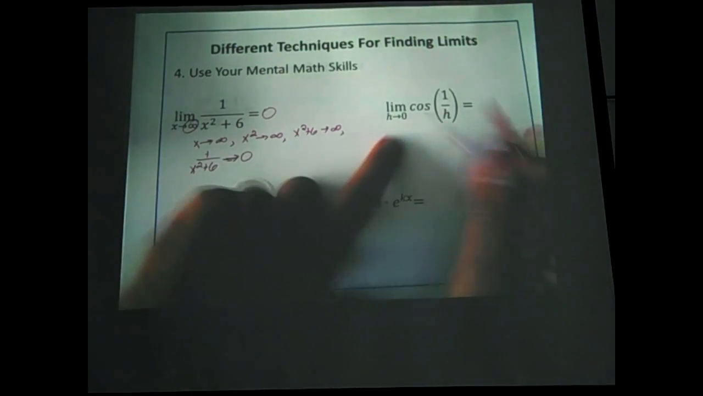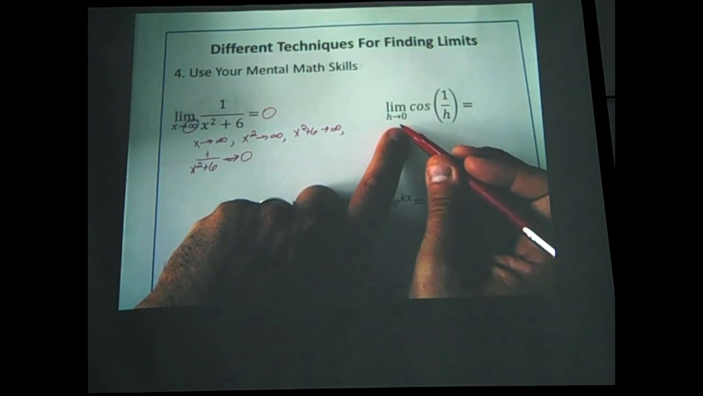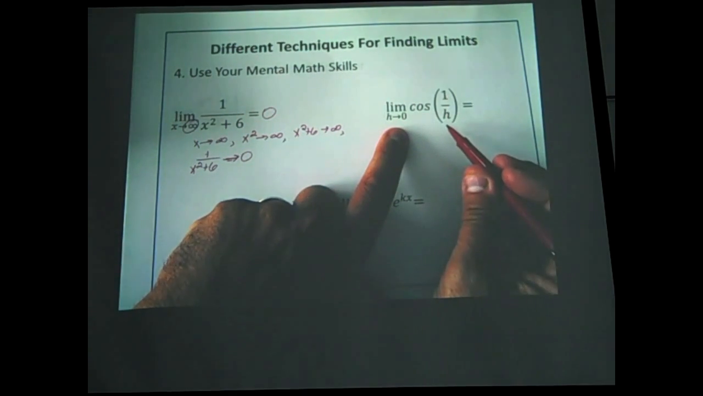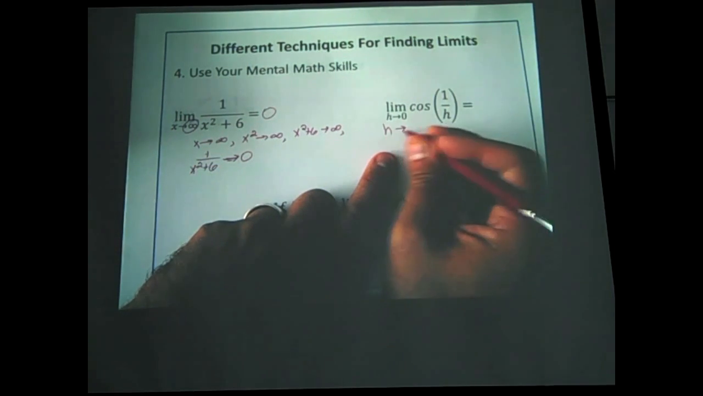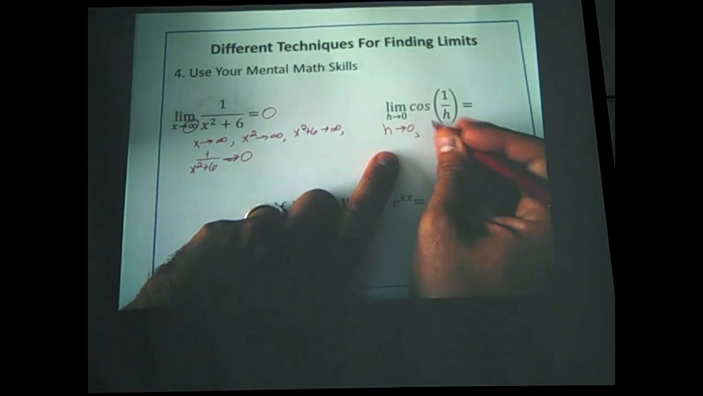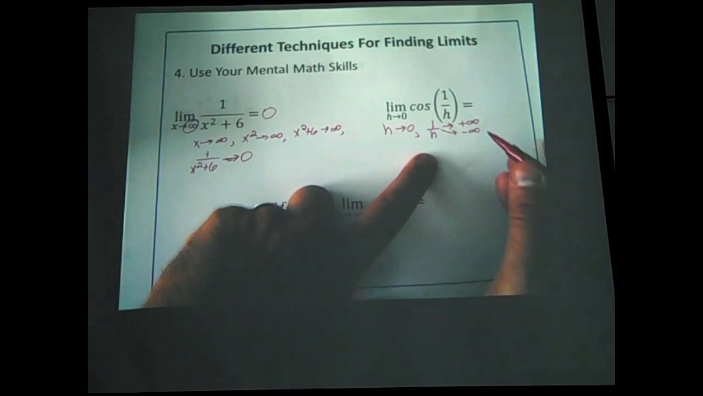All right, next problem. h is approaching 0. Limit as h approaches 0, cosine of 1 divided by h. Well, let's see. As h approaches 0, 1 over h is going to get closer to either positive infinity or it's going to get closer to negative infinity.